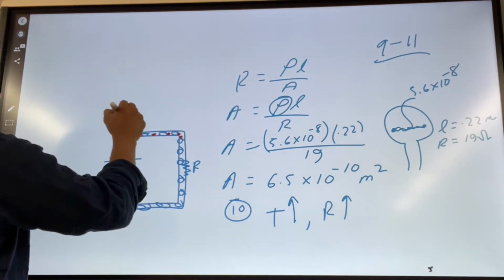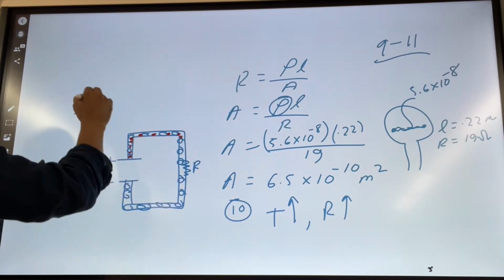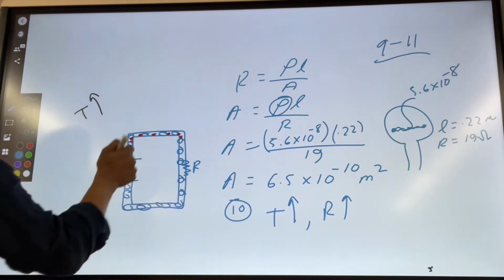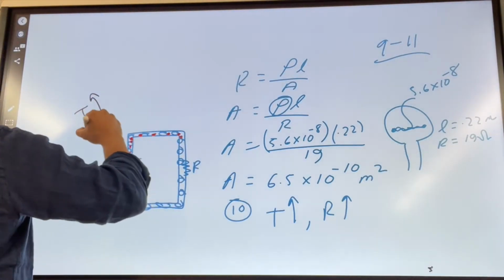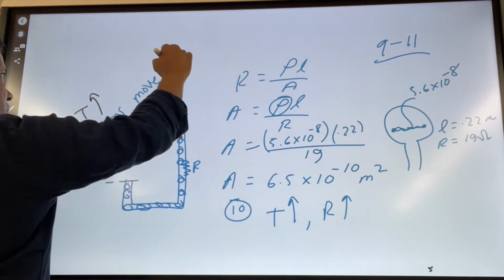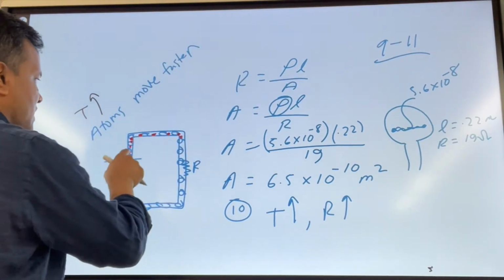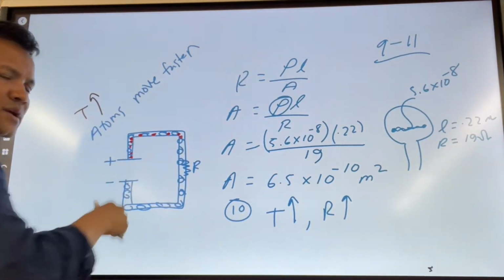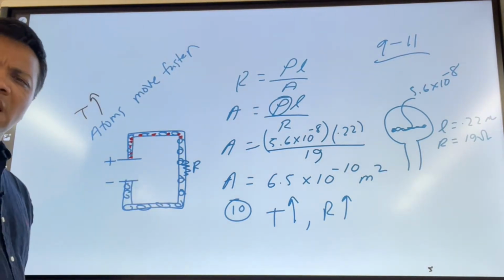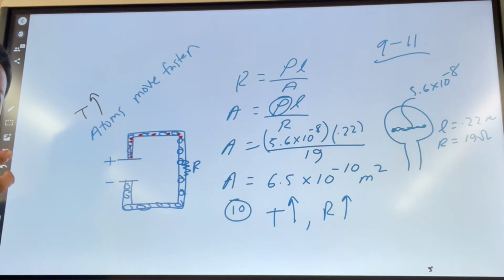If temperature go up, then what happened? The atoms move fast. If atoms move faster, then when electrons move inside, they collide with the atoms, increasing the collision. That means there is much resistance.